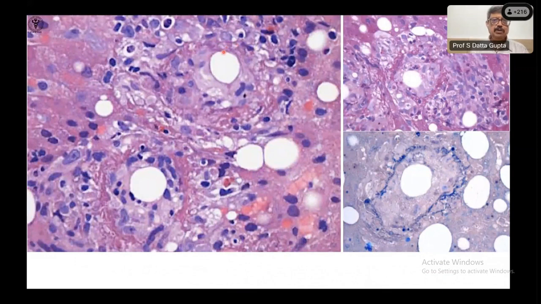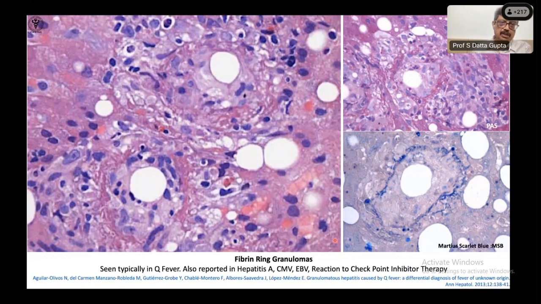What are these granulomas? Anybody can say? Donut granuloma. So they are called donut granulomas, but the correct name is fibrin ring. This is a fibrin ring. This is a Masson trichrome stain, and this is just a PAS stain. You have fat in the middle, epithelioid cells all around it, and in the middle of the epithelioid cells you have some fibrinous material. These are fibrin ring granulomas. Typically seen in Coxiella burnetii or Q fever, but you can get them in hepatitis A, CMV, EBV, and reaction to certain checkpoint inhibitor therapy, especially seen in the liver and bone marrow.